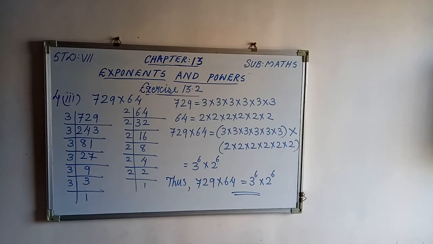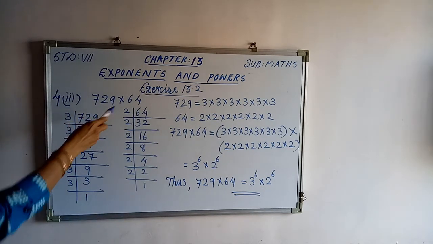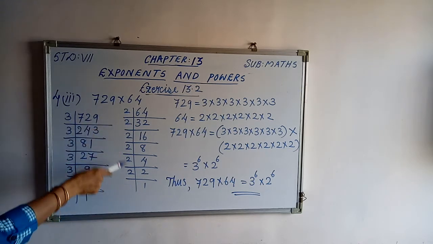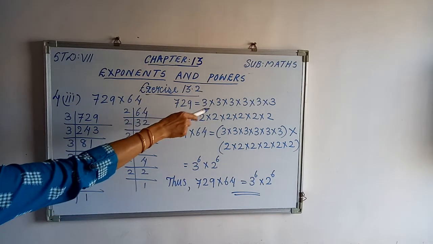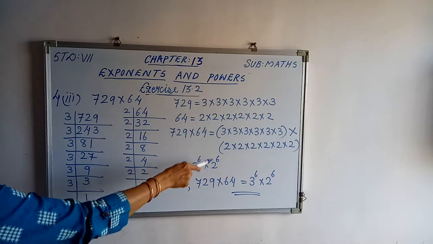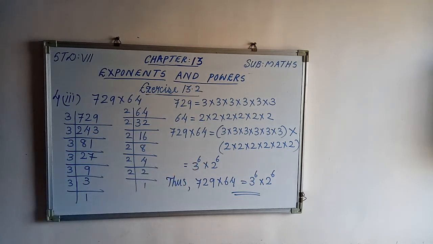Third question. 729 multiplied by 64. 729 factorized, 64 also factorized. Then write that in multiplication form. So 3 multiplied 6 times and 2 multiplied 6 times. So thus 729 multiplied by 64 is equal to 3 raised to the power 6 multiplied by 2 raised to the power 6.